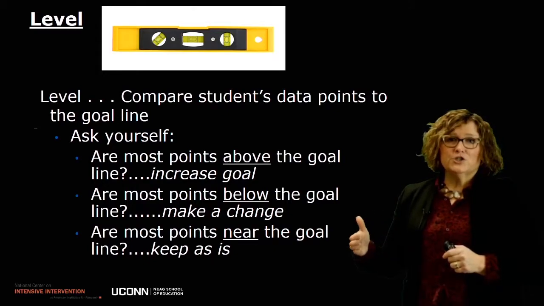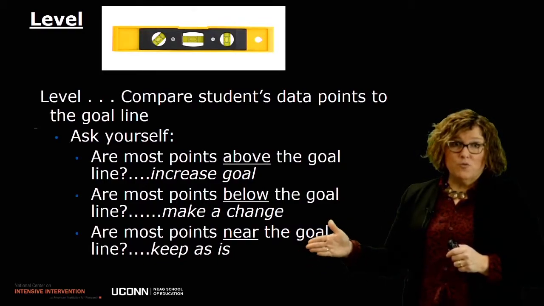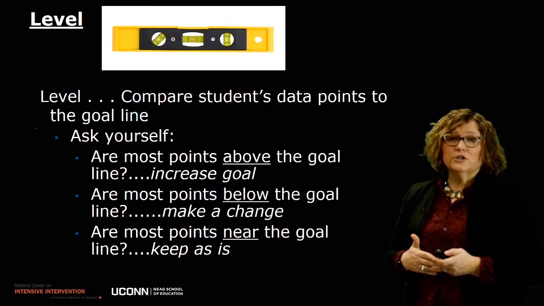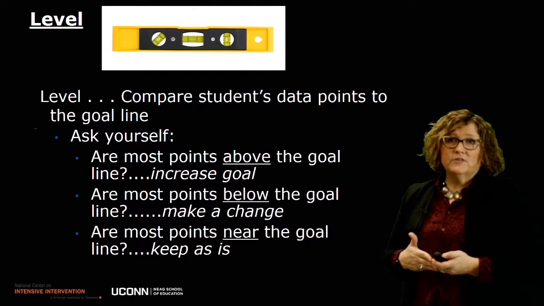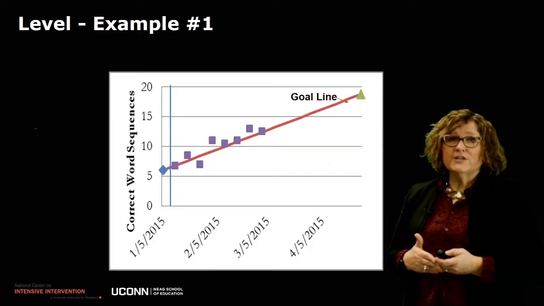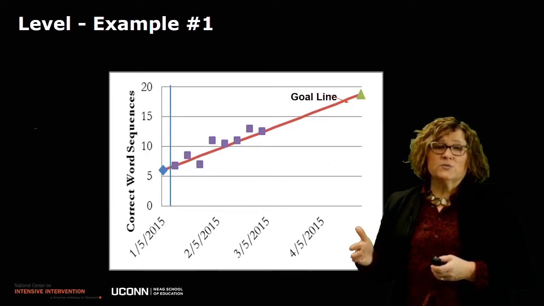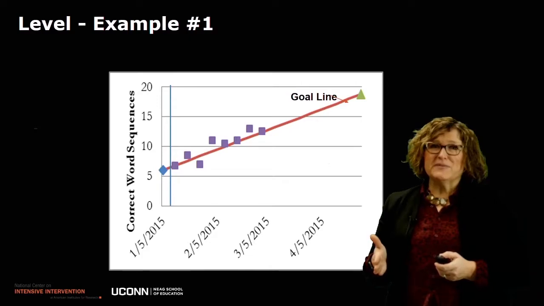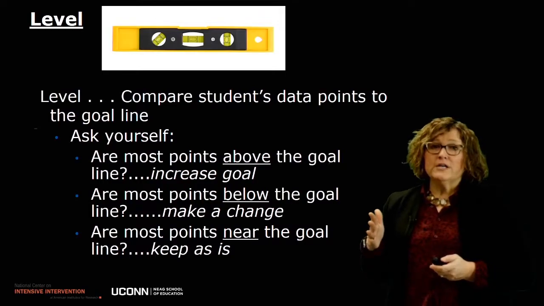If you make an intervention change, keep that change in place at least 6 more data points before you make the decision again. And it's important to continue to look at also our next 2 things, variability and trend, as you examine that level. So one way you can visually analyze the data, level. Here's some examples of how to look at level. So in this case, as we examine most of the data points, let's go back and think about what our decisions might be. Are most points above the goal line, below the goal line, or near the goal line?